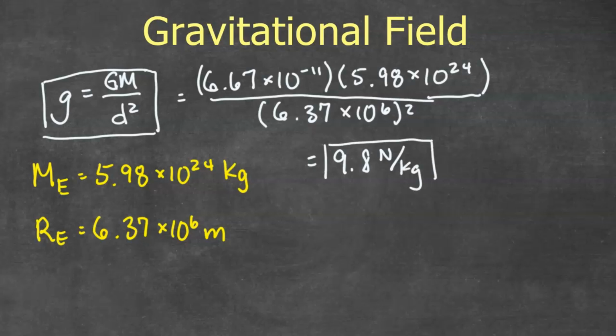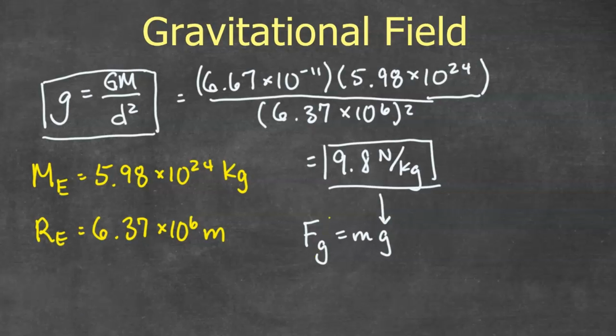And this number looks very familiar because this is the gravitational field strength we use to calculate the weight of something on Earth. So when you use the equation Fg equals mg on Earth, this number is what we substitute for g, the gravitational field strength. So to answer the question, why is g 9.8 on Earth? The answer has to do with the Earth's mass and the radius of the Earth.